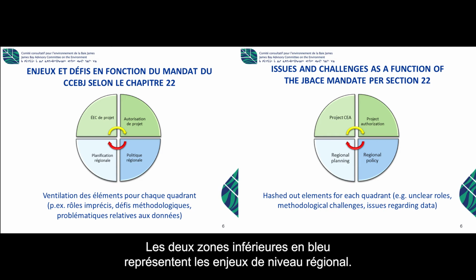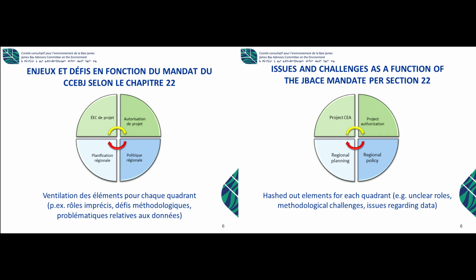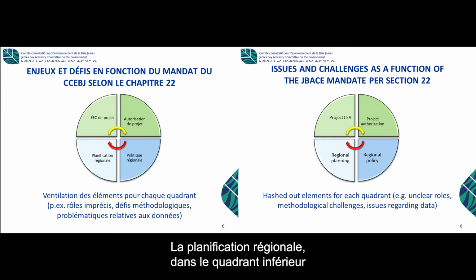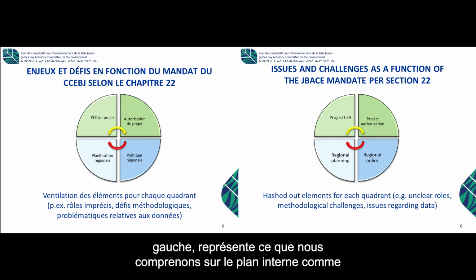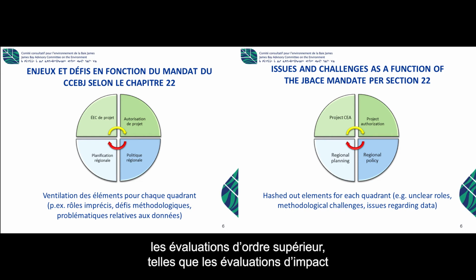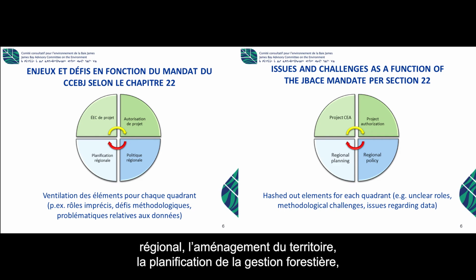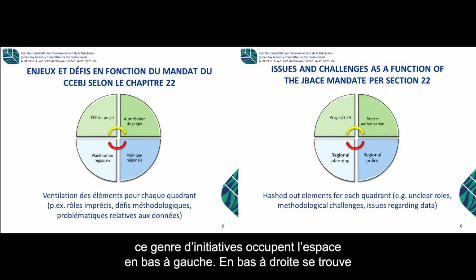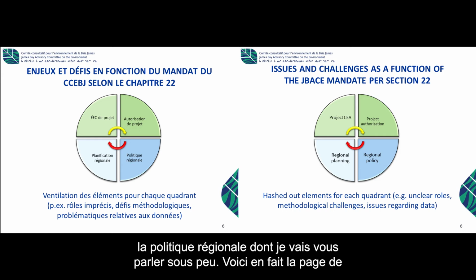The lower two quadrants in blue basically are the regional level issues. The regional planning at the bottom left quadrant is what we understand internally as those higher order assessments, so regional impact assessments, land use planning, forest management planning. Those sorts of exercises occupy the space at the lower left. And on the lower right is a regional policy, which I'm going to touch on momentarily.